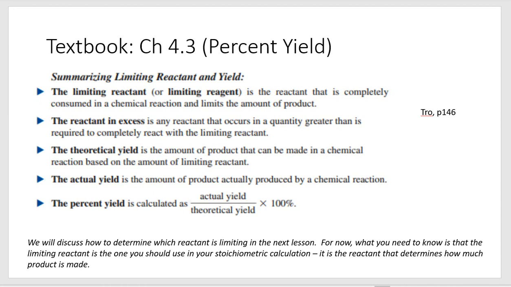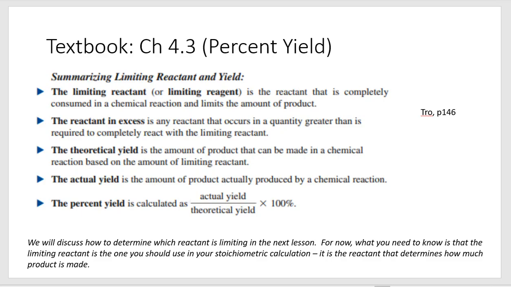The other reactant we call the excess reactant. We assume there's a bunch of it around. We basically don't have to worry about how much excess reactant there is. There's a ton of it. There's some there at the beginning, there's some there left over at the end. So the limiting reactant is the one that determines how much product we will make.